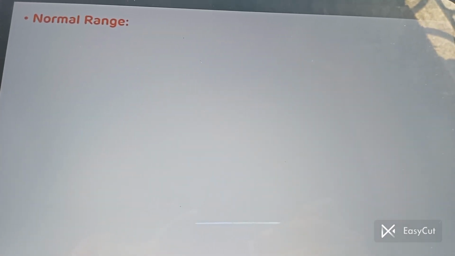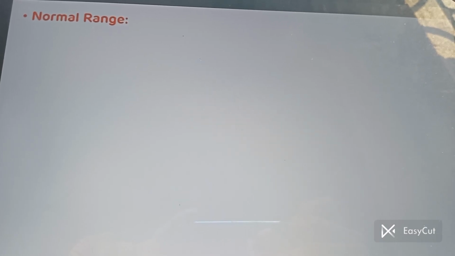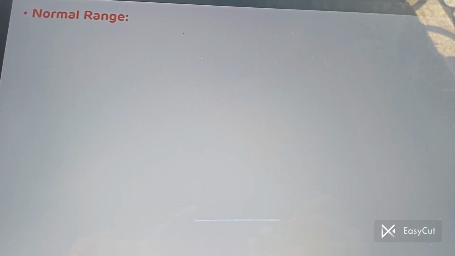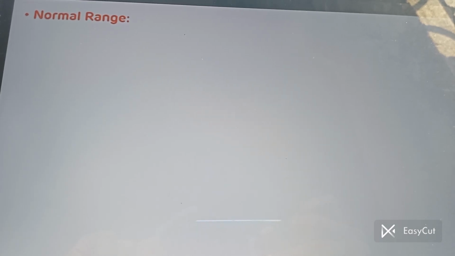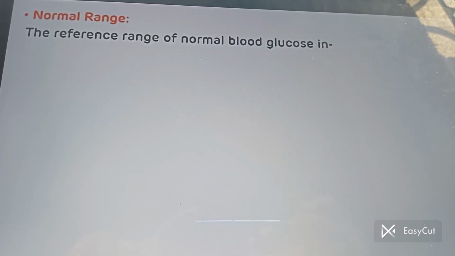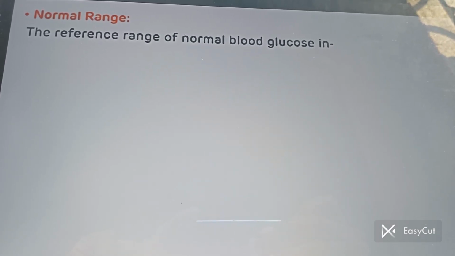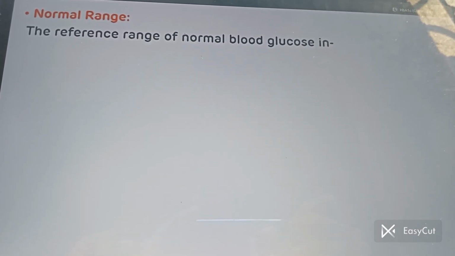So there are various normal ranges of the blood glucose. First one is the fasting blood glucose. In the fasting blood glucose, the sample is collected after 10 to 12 hours of fasting. Then there is the postprandial blood glucose, PP2BS. The blood sample is collected 2 hours after taking the meal. And the random blood glucose, in which the blood sample is collected randomly.